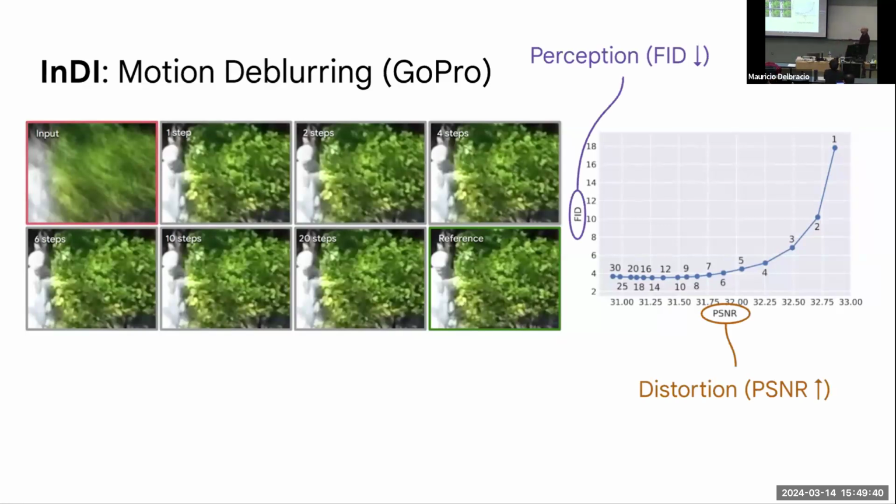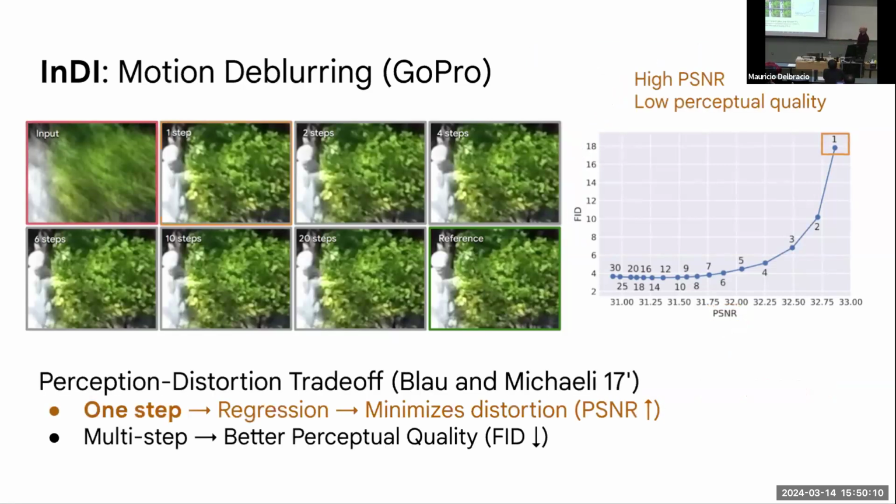So we have two things. FID score, which is a perceptual metric, meaning the average quality of the samples that we generate. The lower, the better. And then we have PSNR, which is a distortion metric. The larger the PSNR, the less average distortion, right? So each of these points represents applying InDI with a different number of reconstruction steps. If we do one step, we're here. We get very high PSNR, but very bad FID, meaning that the perceptual quality is not great. Results are blurry, but the average reconstruction error is pretty good.